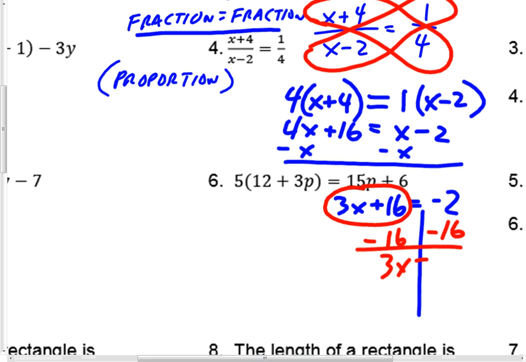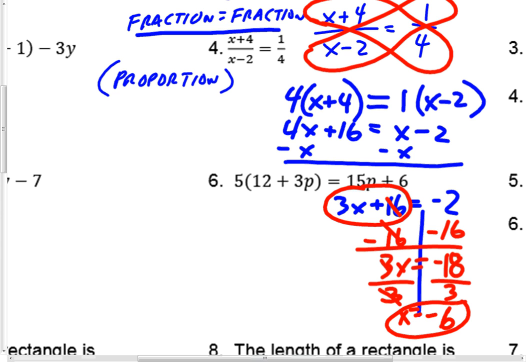I've got 3x equal to -18. How do you get rid of the 3? x equals -6. Check my arithmetic. When can I do this shortcut?